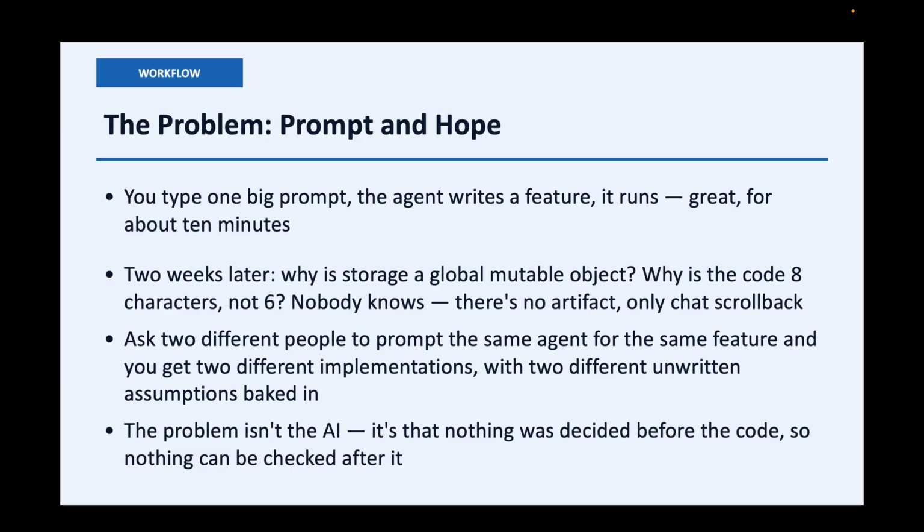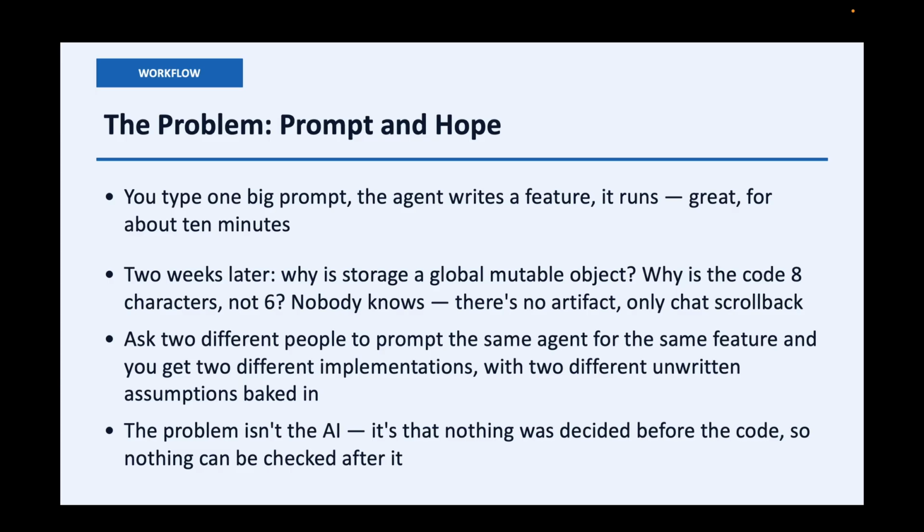2 weeks later, we have someone completely different. We'll ask and look into the URL shortener application, thinking about specific questions like why is the storage a global mutable object? Or why is the code 8 characters, not 6 characters? From this point, after the fact, nobody has any idea. There are no files or artifacts or place that we can go back to. There's only an archived chat log that we can look at to see, at a higher level, what was asked in the prompt, but we don't have any idea on the specific implementations.